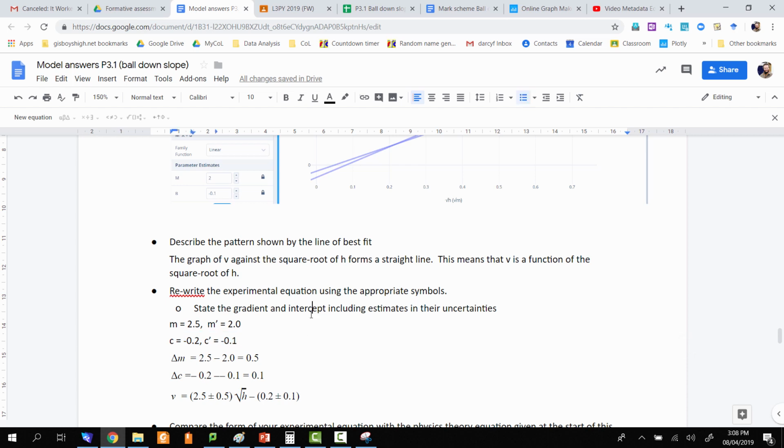So my equation, v equals the gradient, which with uncertainties is 2.5, my gradient, my line of best fit, plus or minus 0.5, multiplied by the square root of h, that's from the straight line. And then my y-intercept is negative 0.2 plus or minus 0.1. So that's it overall. And that will be the end of that.